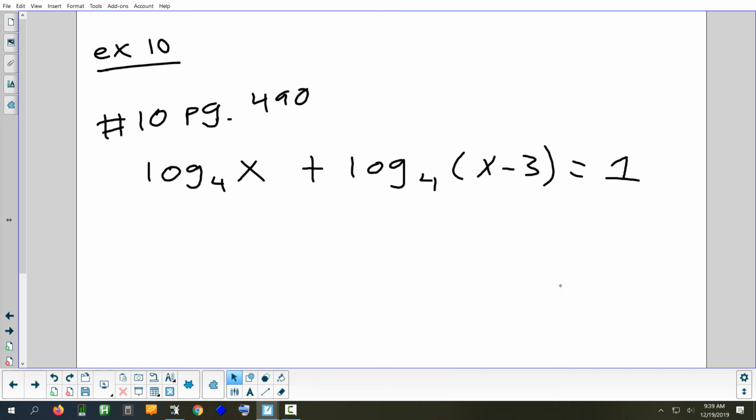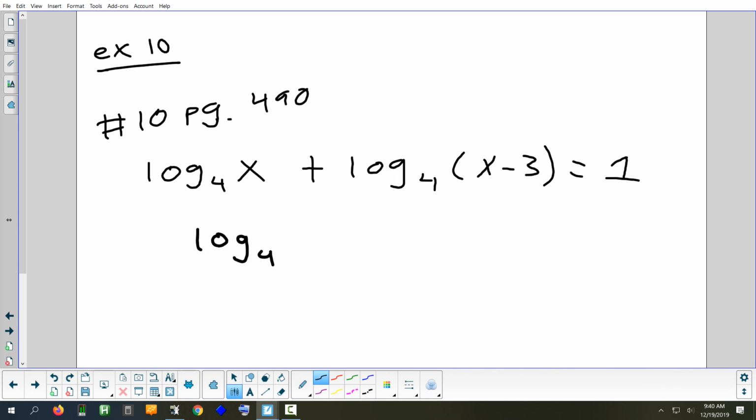All right, so this one is very similar to example 2. We've got two logs that are separate, same base. What's the first thing we should try to do with the two logs that are separate? Yep, we're going to combine them. Okay, when we combine them, is the base going to change? No. Base always stays the same.